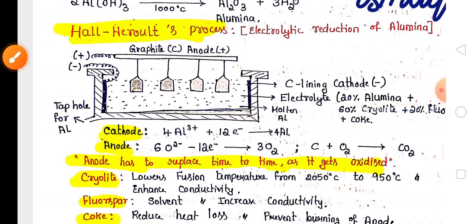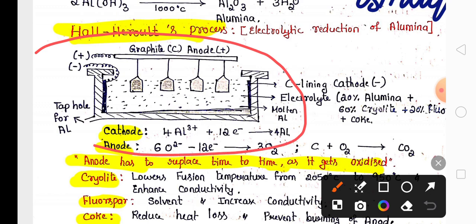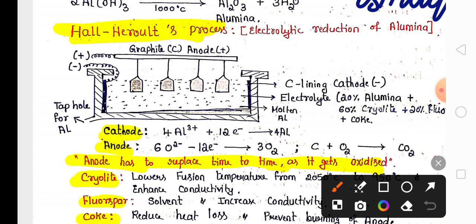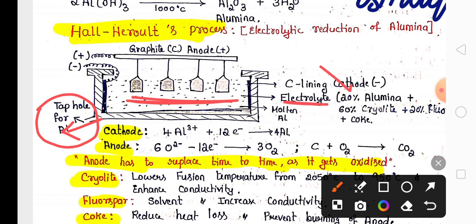So in Heroult process, we need to use one electrolytic cell where graphite carbon is used as the positive electrode called anode, and in this stainless steel tank the inner lining is done with carbon and it acts as the negative electrode called cathode. At the bottom there is one hole from which molten aluminium can be removed after the process. Then in this tank we use electrolyte, that is 20% alumina, 60% cryolite and 20% fluorspar, and we need to sprinkle the coke.